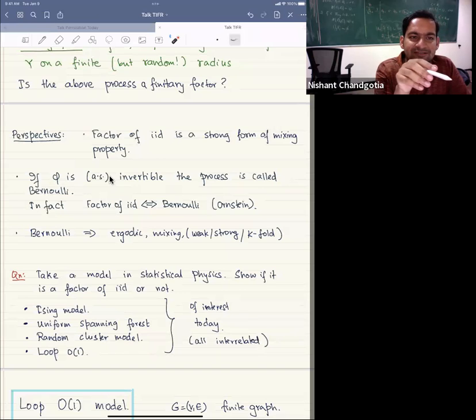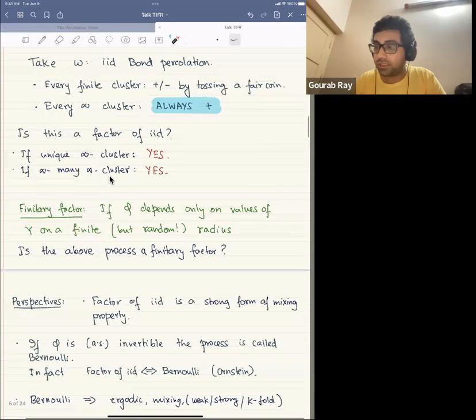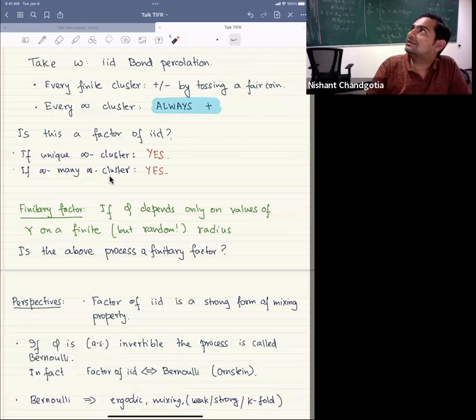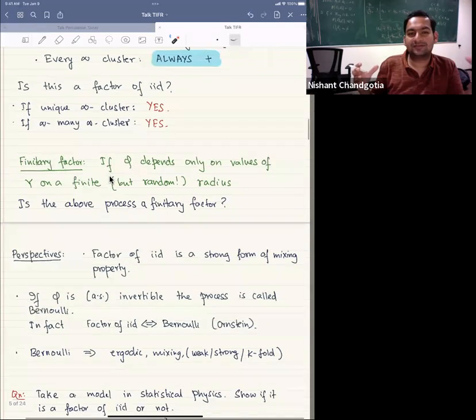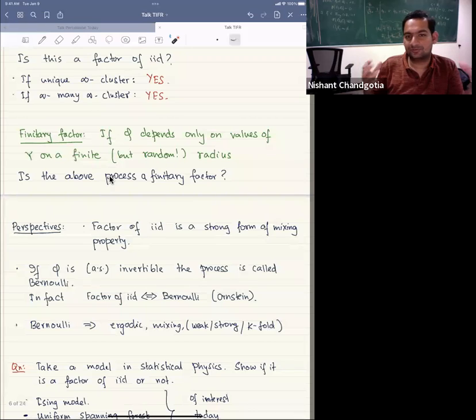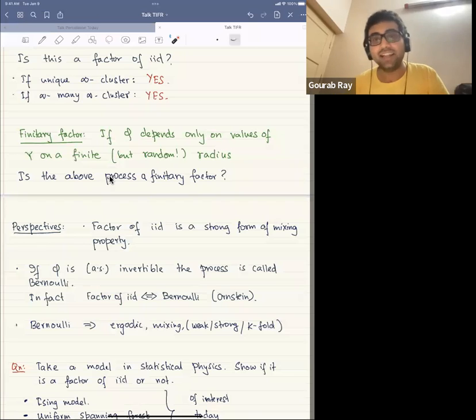So is the above process a finitary factor? Your above process is a finitary factor, right? If all the clusters are finite, then it is. If there is an infinite cluster, then actually no, because I've explored till a certain time and I still don't know the value. I mean, that's the intuition, but it's not such a naive argument.